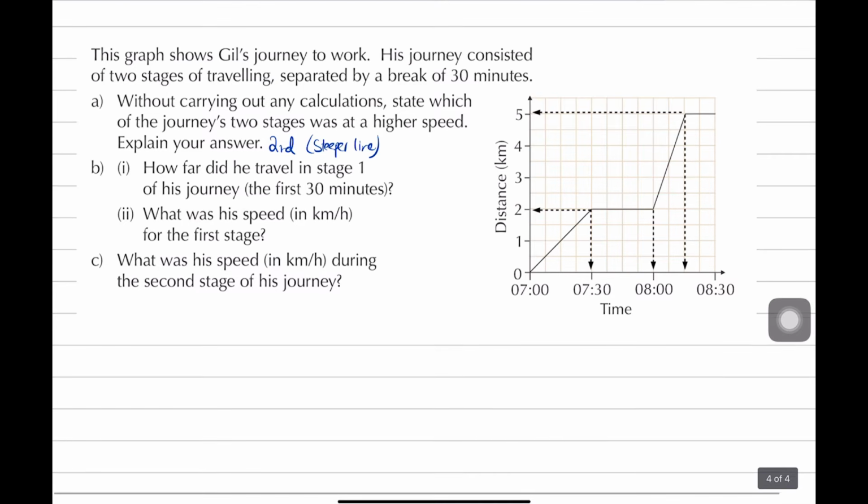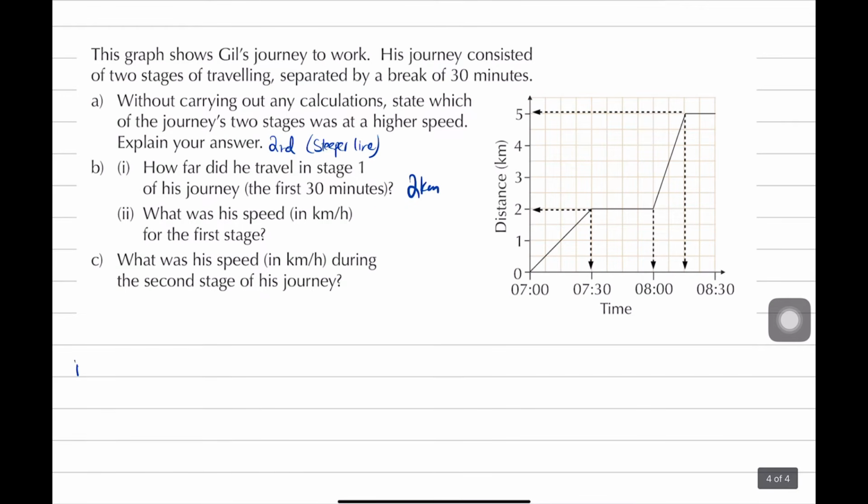Okay, how far did he travel in stage 1 of his journey? The first 30 minutes? 2 kilometers. That's it. Okay, and then let's write that down. 2 kilometers. Okay, then it says what was his speed in kilometers per hour for the first stage? 4 kilometers per hour. 4 kilometers per hour is correct. So basically, this is part B. Speed, as we know, is found by taking the gradient of the distance time graph. So you can see that the change in y is 2 and the change in time is 30 minutes. So obviously we're not going to take 30, we're going to take 0.5 because we have to give the speed in kilometers per hour. Okay, great.